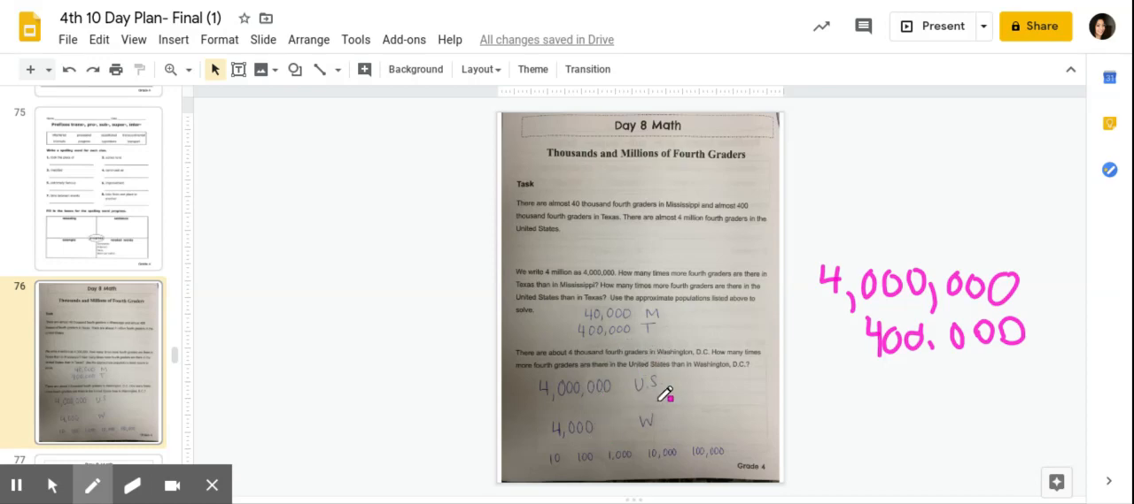And so you're going to do the same thing down here, except down here, you're comparing the US and Washington. So Washington only has 4,000. You notice Washington has 3 zeros. How many zeros do you see in the US? How many more zeros? You notice it has 1, 2, 3 more zeros. 10, 100, 1,000, 10,000, or 100,000. Which one has 3 zeros that you would have to times by to get Washington to have the same amount as the US? I hope that makes sense.